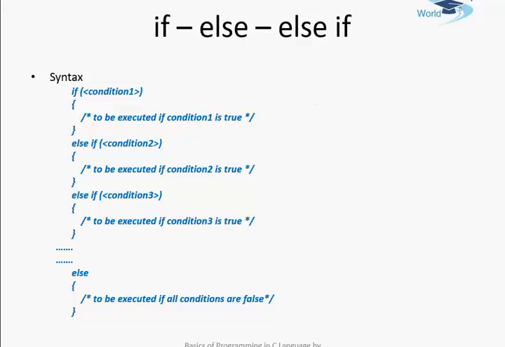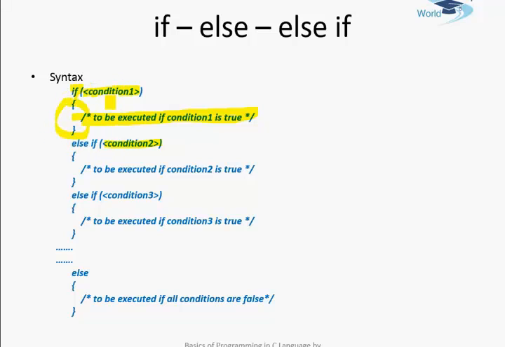So the syntax is this way. First is if, then condition 1. If this condition is true, then whatever is inside the if block will be executed. So these lines will be executed if condition 1 is true. In case of else if, condition 2: in case condition 1 is false, your control will go to else if.